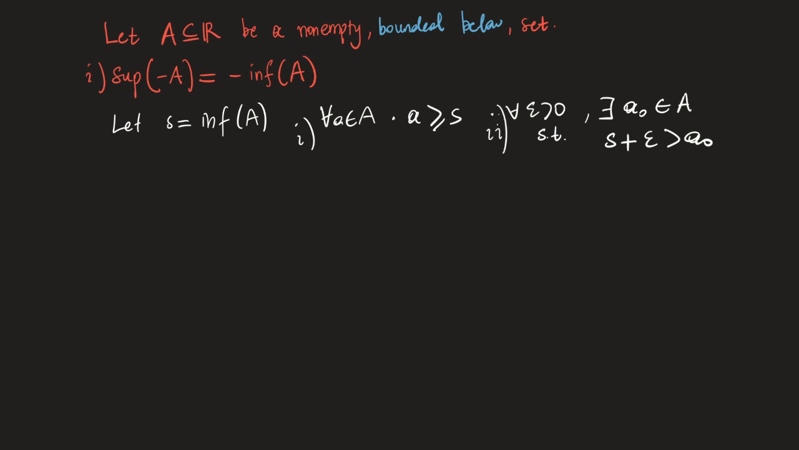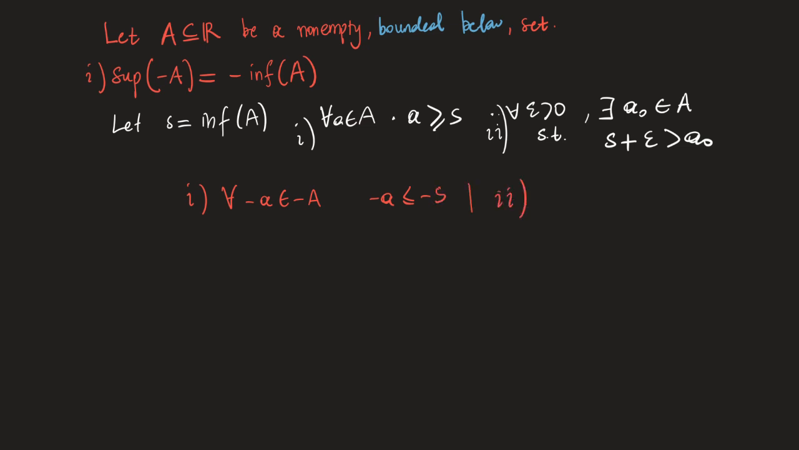Okay. So if you multiply each inequality in both cases by -1, you will get the definition of a supremum of minus A as follows. So let me just multiply them without changing anything. So for every minus a in minus A, minus a is less than or equal to minus S.